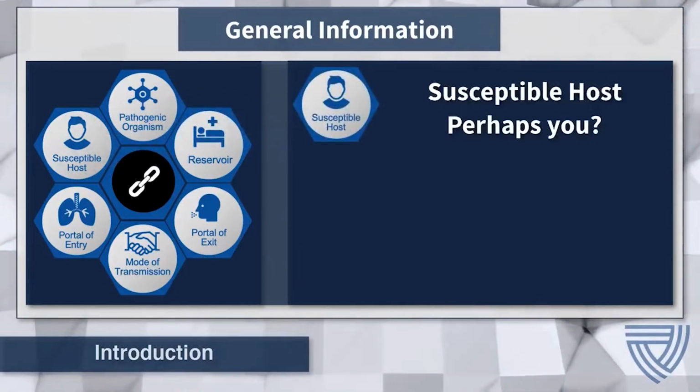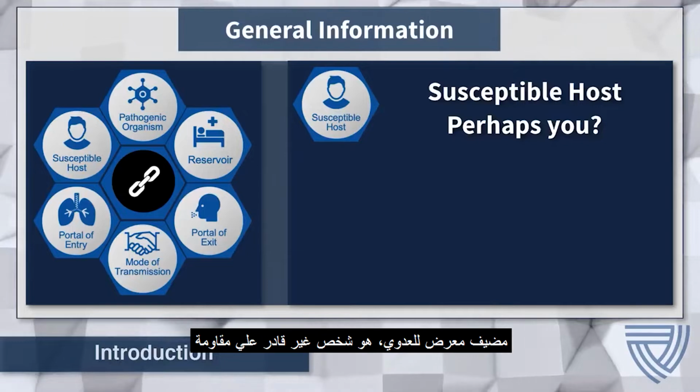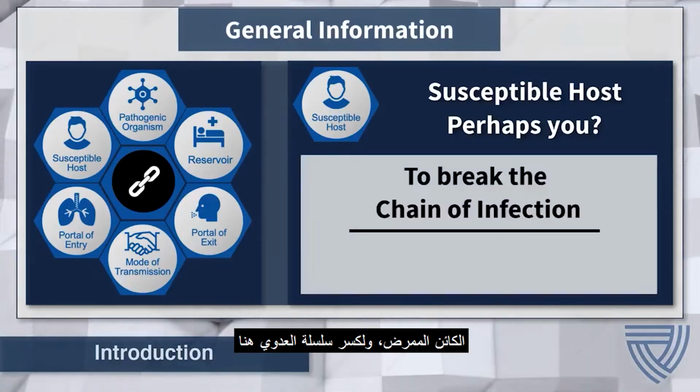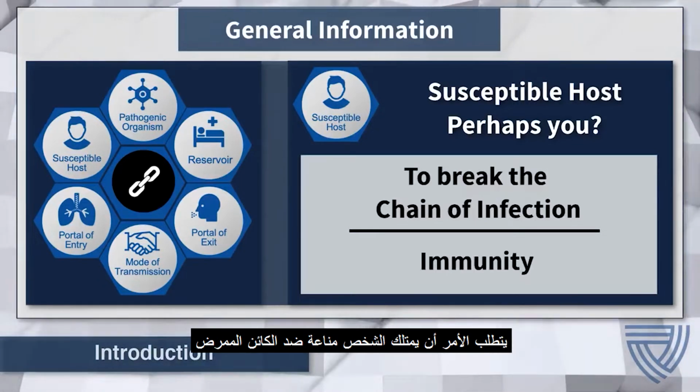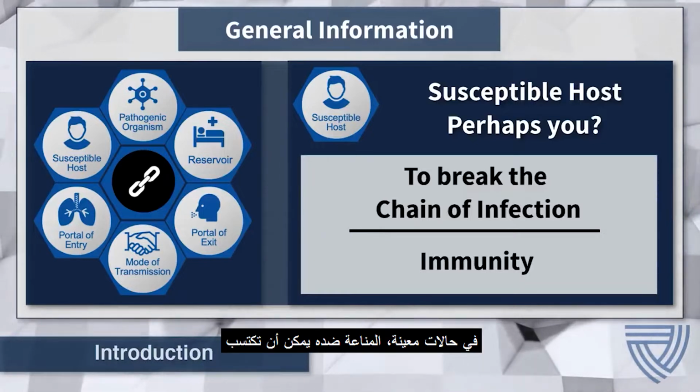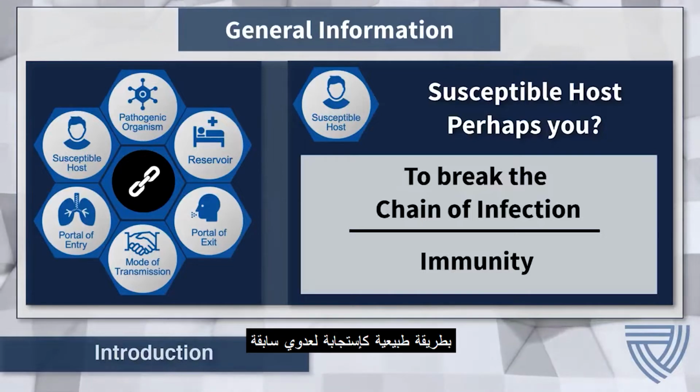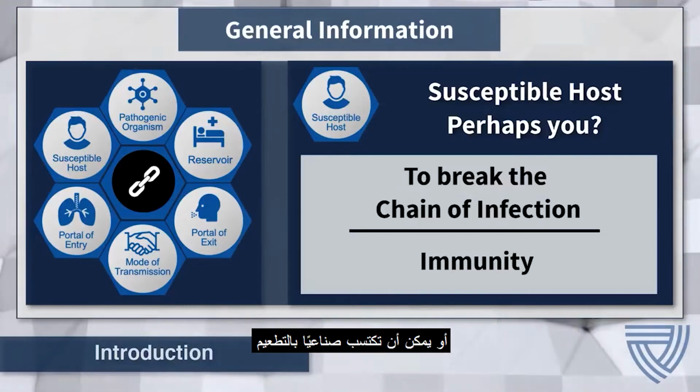A susceptible host refers to a person who does not have the ability to fight off the invading pathogen. To break the chain of infection at this point would require the potential host to have immunity to the pathogen in question. In certain situations, immunity to a pathogen can be acquired naturally as a response to past infections, or it can be artificially acquired by vaccination.